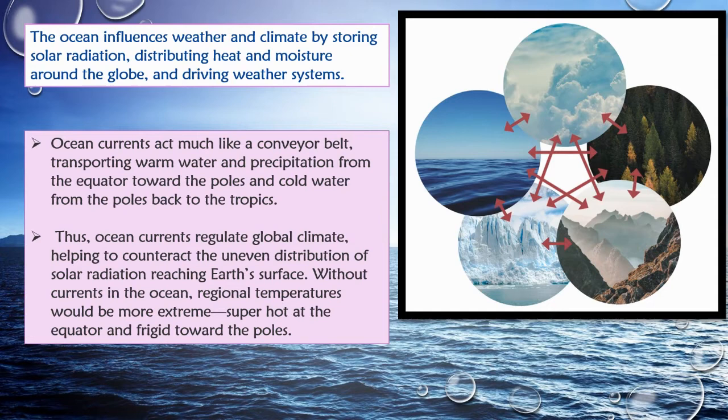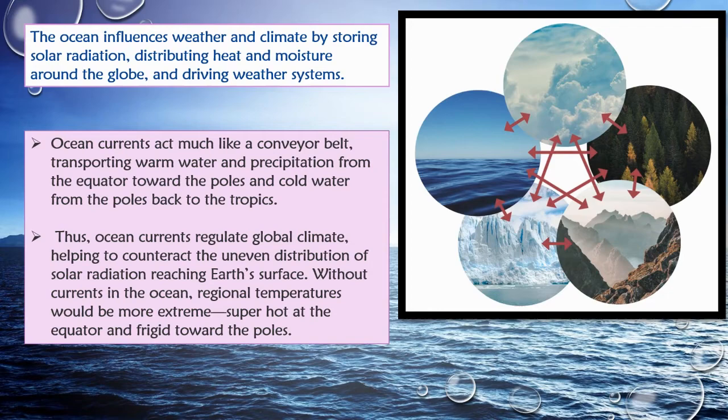The ocean currents act much like a conveyor belt, transporting warm water and precipitation from the equator towards the poles and cold water from the poles back to the tropics. Thus, ocean currents regulate global climate, helping to counteract the uneven distribution of solar radiation reaching the Earth's surface. Without currents in the ocean, regional temperatures would be extreme, that is, super hot at the equator and frigid towards the poles.